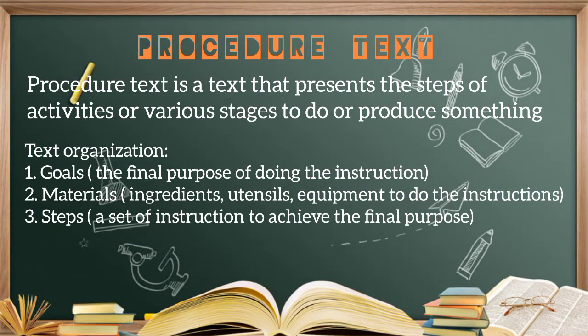The first, procedure text. Procedure text is a text that presents the steps of activities or various steps to do or produce something. Text organic structure. 1. Goals. The final purpose of doing the interaction. 2. Material. Ingredients, utensils, equipment to do the interaction. 3. Steps. A set of interactions to achieve the final purpose.